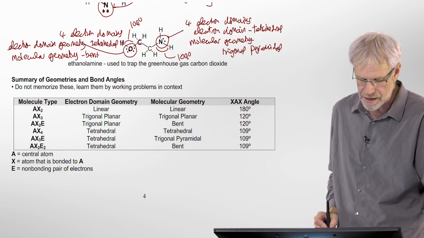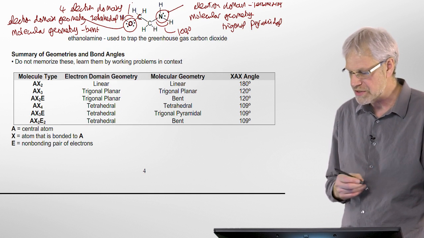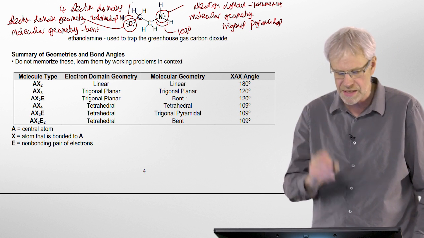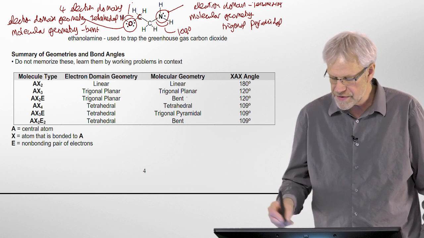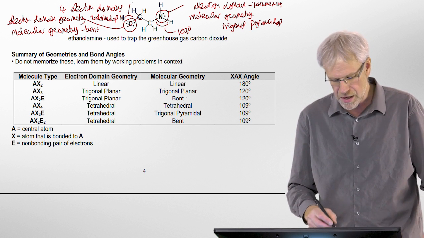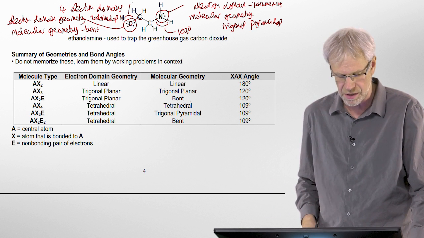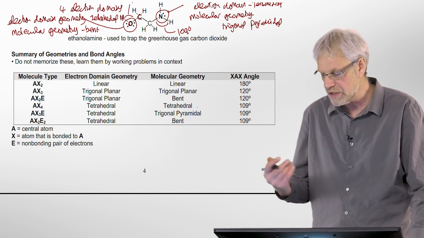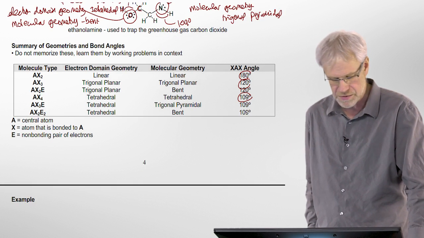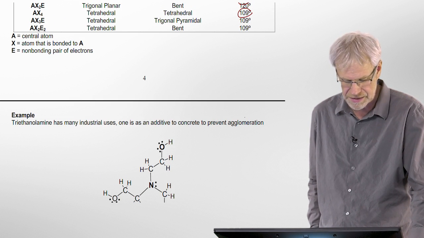So we have a table here of molecule types, the electron domain geometries, the molecular geometries, and the various bond angles. And this is for reference. We don't want you to go memorize this table. We want you to learn these various geometries by working problems in context. But this is a useful little reference material in case you forget some number. Memorizing numbers is not what we want you to do. We want you to learn these numbers by using them. If you forget them, there's some reference here. So let's just see how we would use this notation in an actual example.